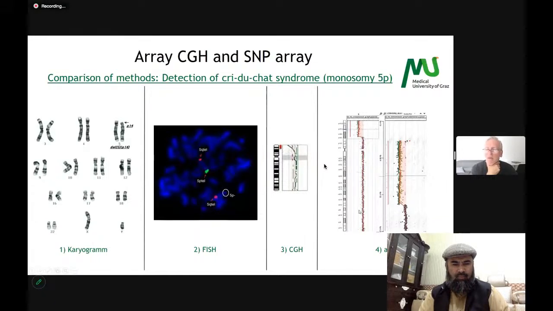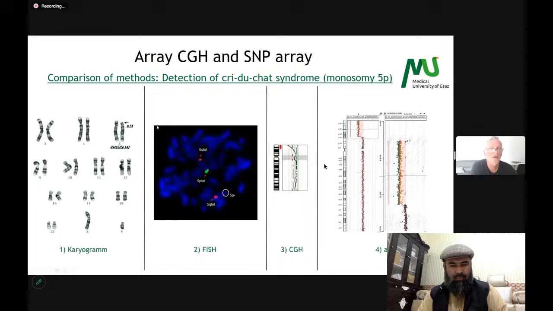And the current method, which is actually already on the decline in our institution because it's shifting to another method which I will present later, was array CGH, where you have probes all over the chromosome. You see each dot is representing 1 probe, and in the region of this Cri-du-chat on chromosome 5, you see a deletion here, and the probes are shifting to the left side, which represents a deletion.